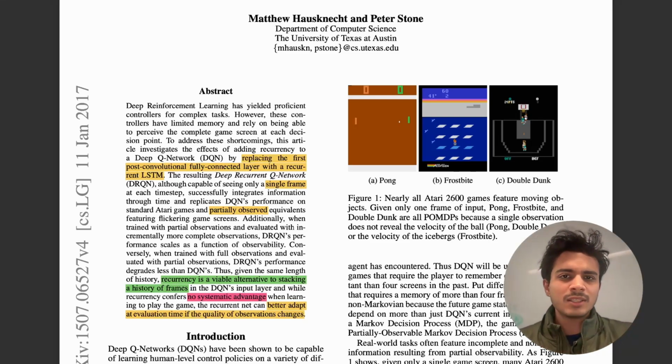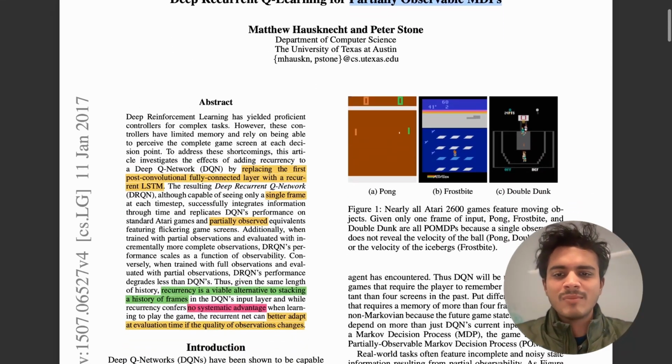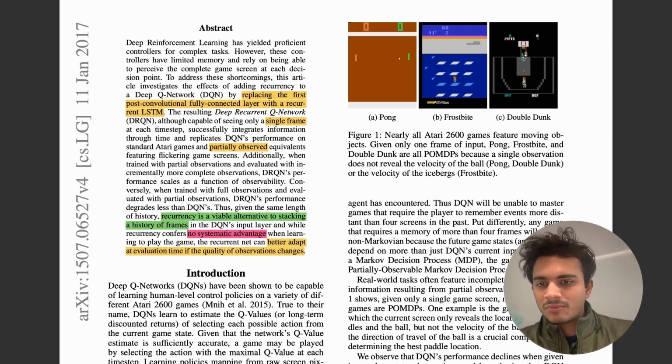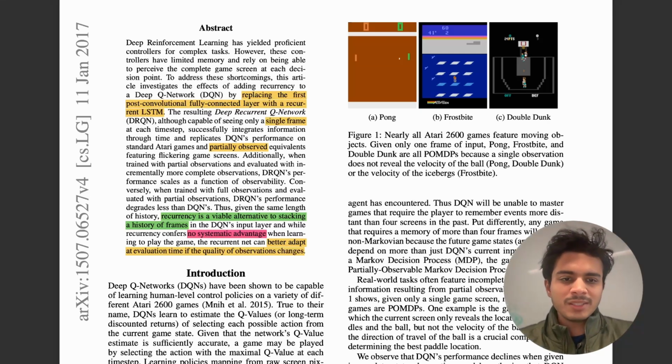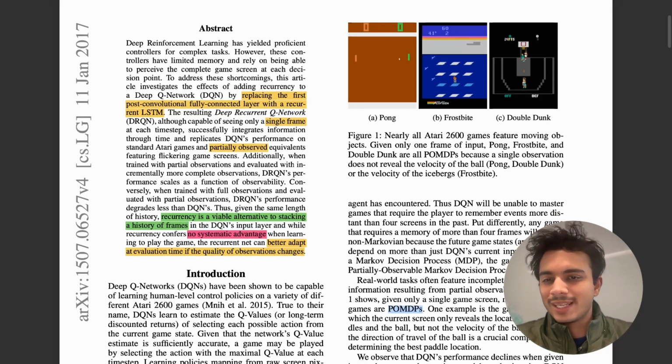And what are these partially observable MDPs? We often call them POMDPs in the literature, like it is mentioned over here, POMDPs. And how do they create them? I'll talk about that very soon. But they found something very interesting happening when they introduced this recurrent neural network on top of the CNNs and the DQN network that already existed.